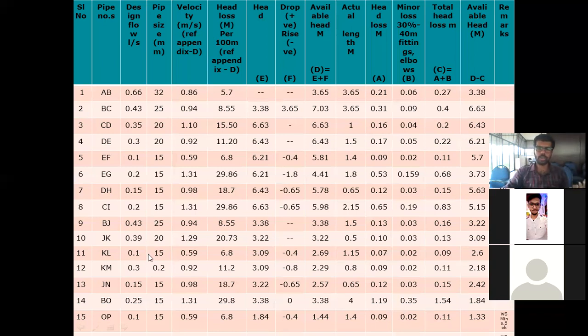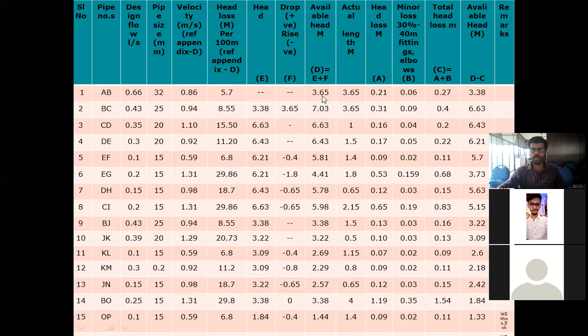Mostly loading unit method. Velocity and head loss you can take from the Williamson's table. Then head you can get from the top value, the available head. You can write directly there. Then drop: if it is coming from top to bottom, it is positive. If it is coming from bottom to top, it is negative. If it is going horizontal, you don't need to calculate that.